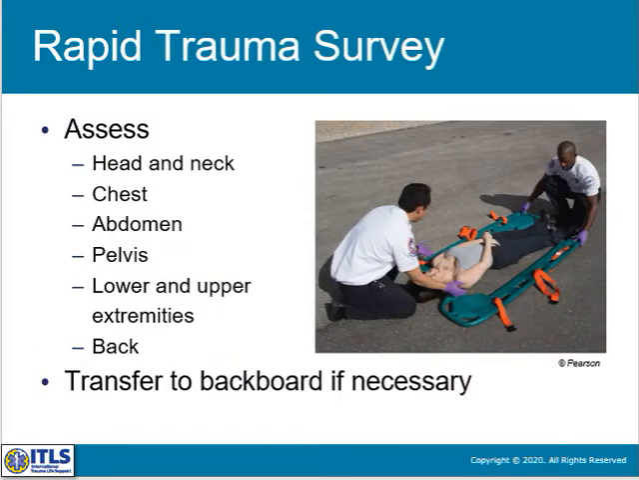In your rapid trauma survey, you start at the head and move your way down: head, neck, chest, abdomen, pelvis, lower and upper extremities, and back. This is pretty rhythmic whenever you go through it. You want to start at the head and neck. You're looking for any major facial injuries, bruising, swelling, penetration, subcutaneous emphysema, neck vein distension, tracheal deviation, condition of the neck, and breathing and circulation, all those things.